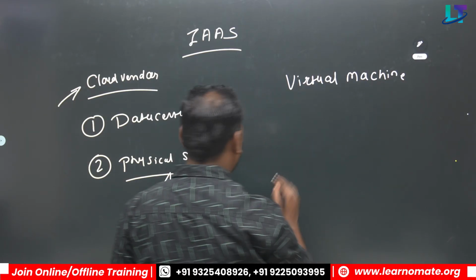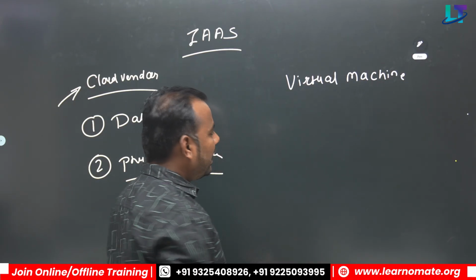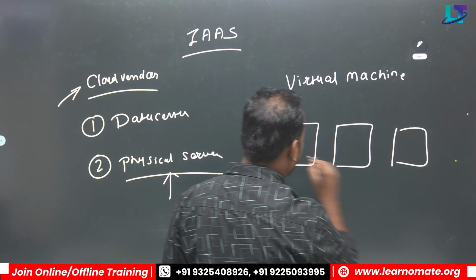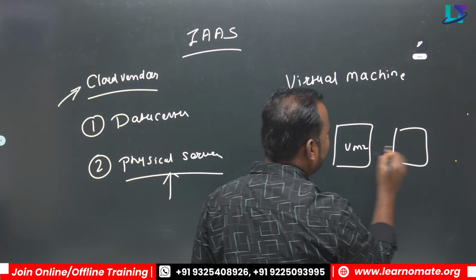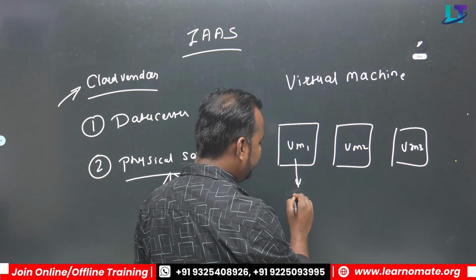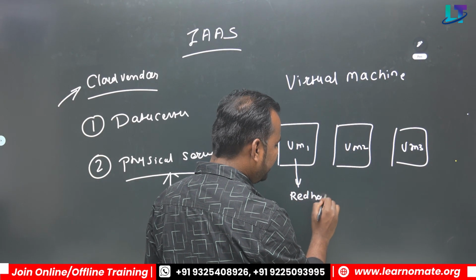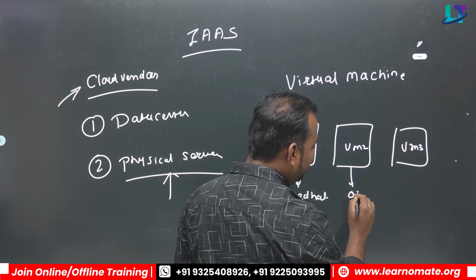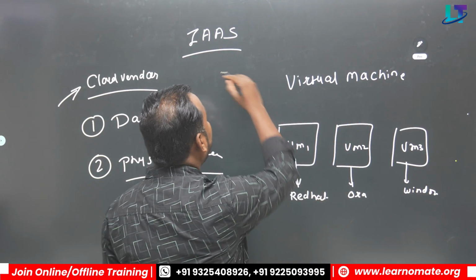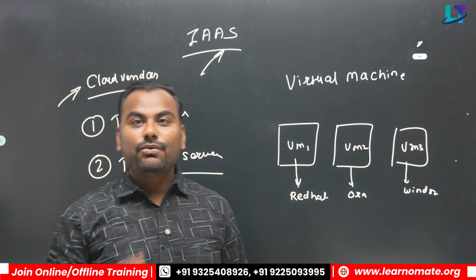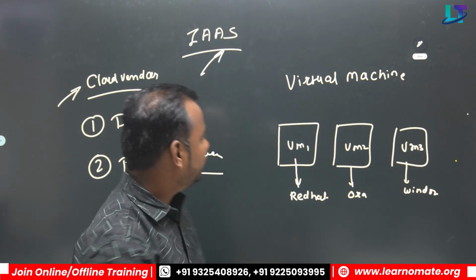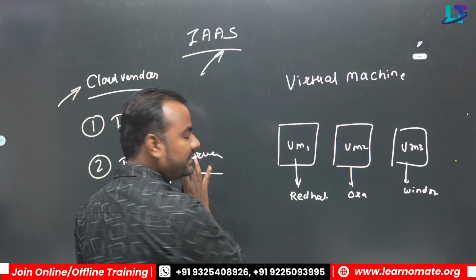Now I have this big server, so I will divide the big server's resources into small VMs: VM1, VM2, VM3. Then I take a decision on which operating system I want to install. Let's take an example: I want Red Hat Linux here, Oracle Linux here, and a Windows operating system here. So in infrastructure as a service, you have control to create a VM from the physical server.